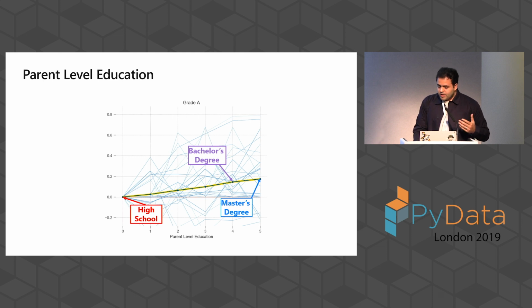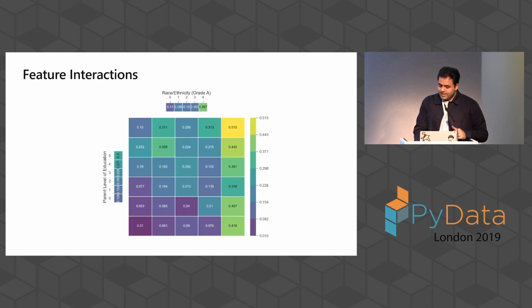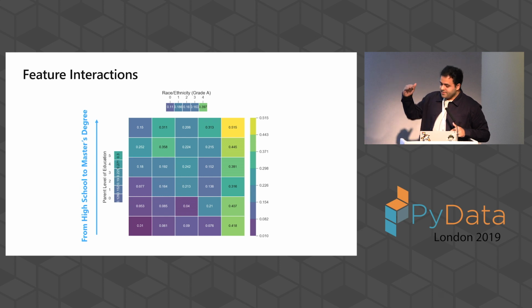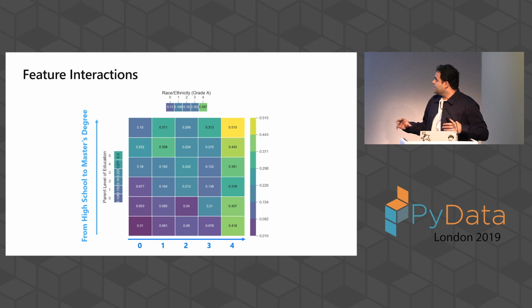But what if we want to look at how the parent level of education interacts with race or ethnicity? So this is where you can now look at the feature interaction plot. I'm looking at 2 different features here. On the y-axis is the parent level of education. So as you go from bottom to top, the level increases. And on the x-axis are 5 different groups that you have. Also, I'm not sure if you can see the color, but a darker shade of blue means low impact, and a lighter shade, which is green or yellow, means higher impact.